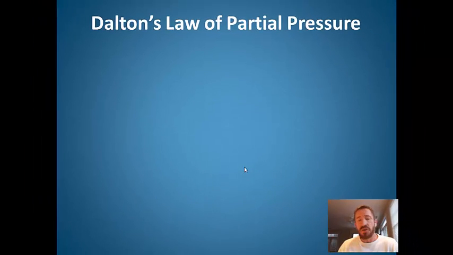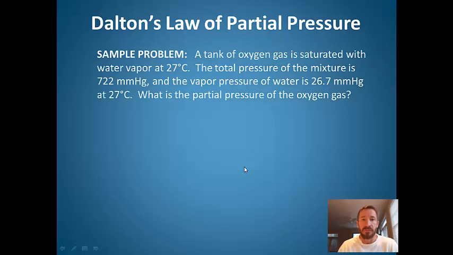So let's do a sample problem with Dalton's law of partial pressure. They're pretty straightforward. Here's a problem from our textbook. A tank of oxygen gas is saturated with water vapor at 27 degrees Celsius. The total pressure of the mixture is 722 millimeters of mercury. Now notice here we have a different measurement for pressure. One measurement is kilopascals. Here's yet another measurement, millimeters of mercury. And this is the measurement that we're going to use in the lab. The vapor pressure of water is 26.7 millimeters of mercury at 27 degrees Celsius. What is the partial pressure of the oxygen gas?